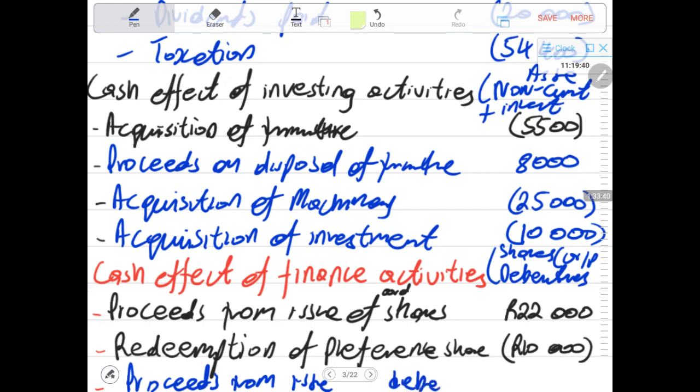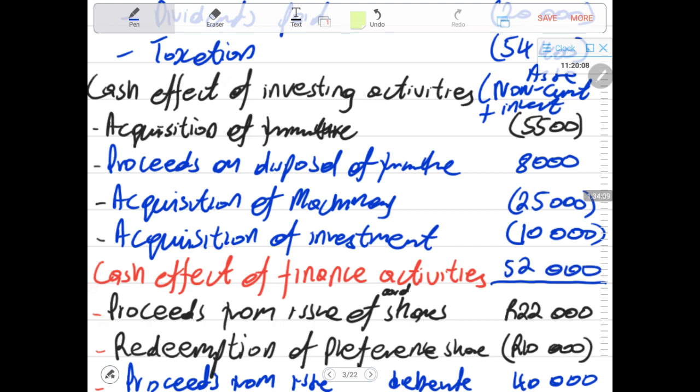We issued debentures, and the amount for which we issued them is 40,000 rands. So we received 40,000 rands from the issue of debentures. And now this will be the end of the cash flow before we do the closing part. This will give us a total of 52,000 rands for financing activities.